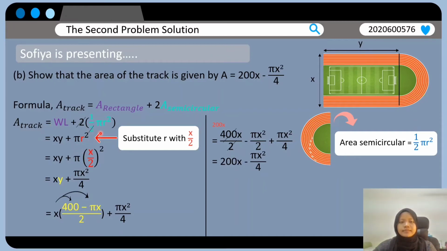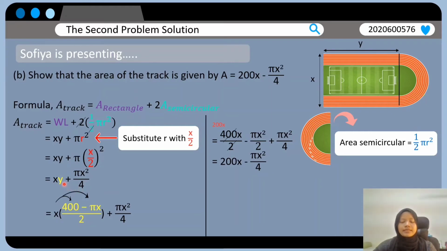When we look at this one, we have 3 variables which are x, y, and r. So we need to substitute r with x over 2, same as in equation A, because we just want 2 variables, x and y. So it would be xy plus pi times x over 2 squared. x to the power of 2 is x squared, 2 to the power of 2 is 4. So it would be xy plus pi x squared over 4.